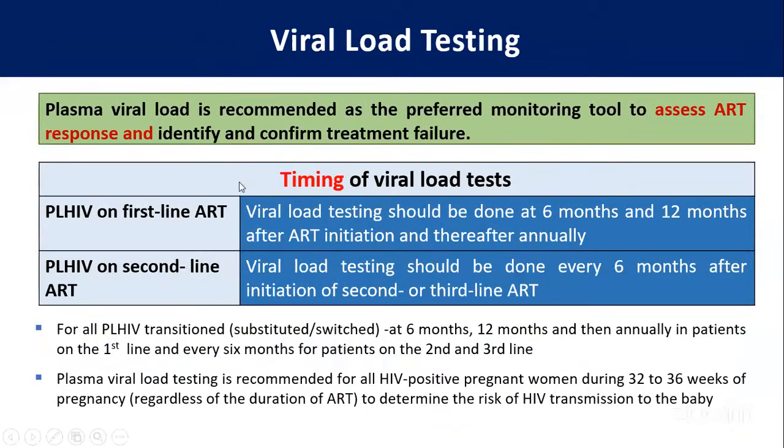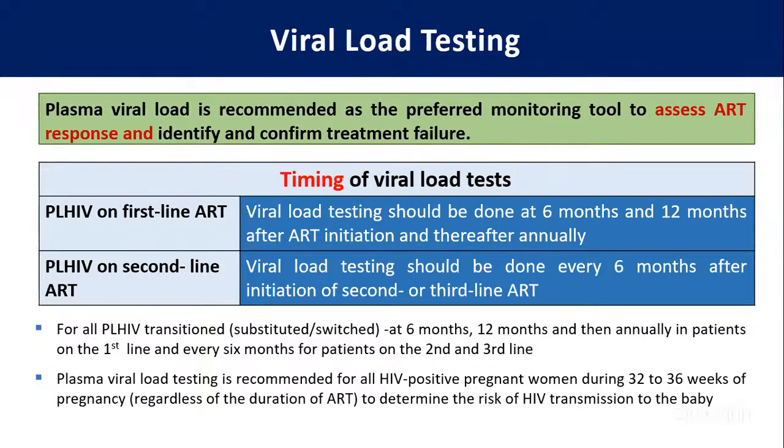Now, plasma viral load is recommended in the program as the preferred monitoring tool to assess ART response and finally confirm treatment failure. So what is the timing of viral load tests? We all know about this, that for PLHIV on first line ART, the testing is done after 6 months of initiation of ART, and then after 12 months, and thereafter once a year, annually.